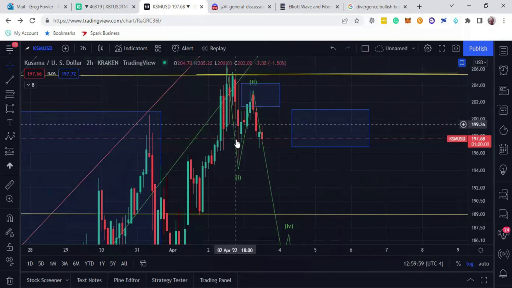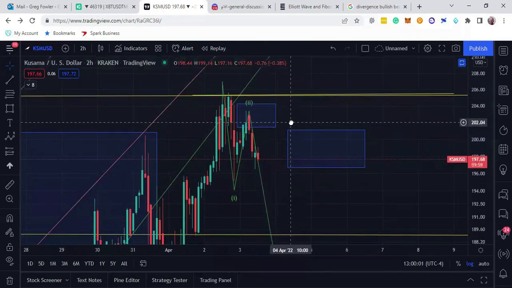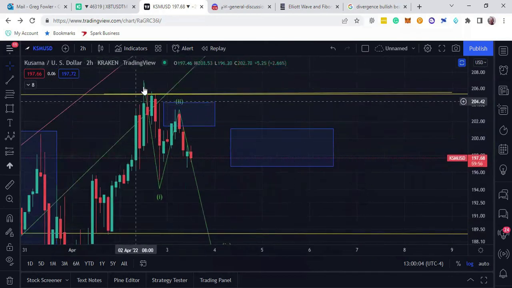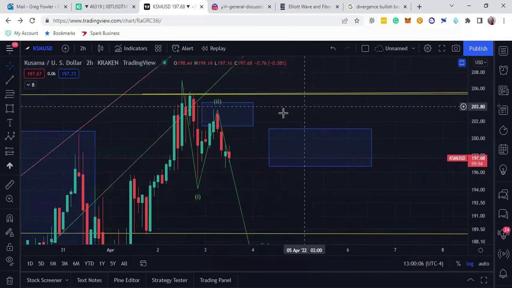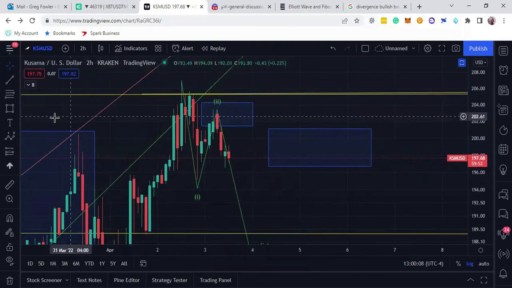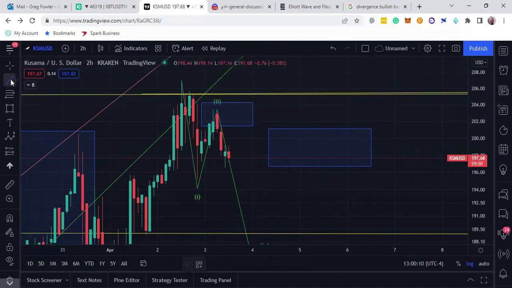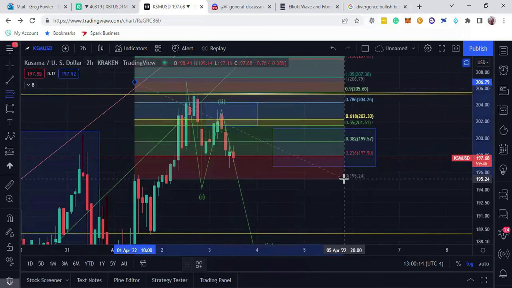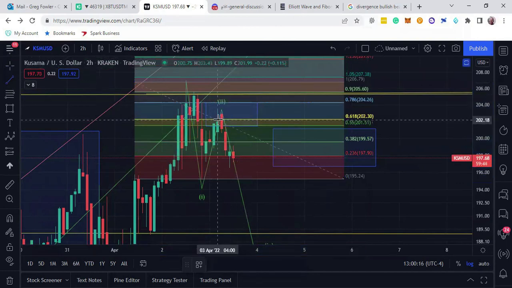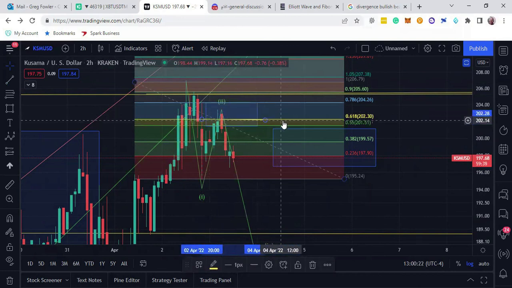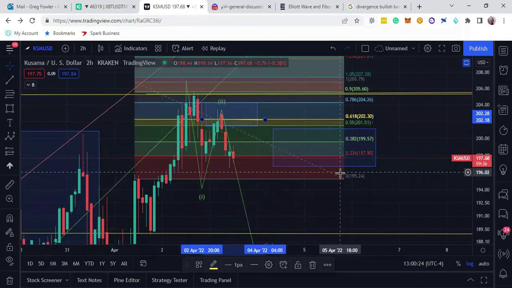Let's see. So here's a 1. Yeah, this could be an impulse actually. So here's the 1. Back up for the 2. There's my area. Came into the box. Let me check that again. Fib retracement. Yeah, the 0.618. Got the 0.618 right there, which will be the 202 on Kusama.